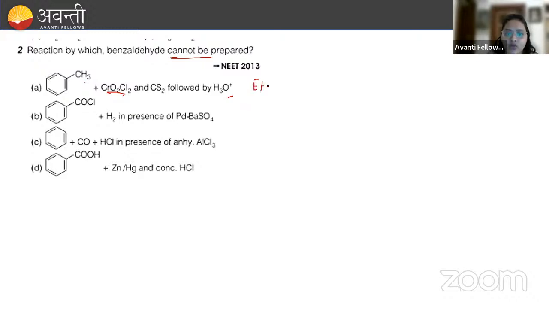And in Etard reaction, what will form? I have told you that there will be formation of benzaldehyde, right? So benzaldehyde will be prepared here. Should I write the reaction also? Okay, for other students, I will write, okay? So, the first reaction: this is our reactant molecule. On the arrow, what is present?